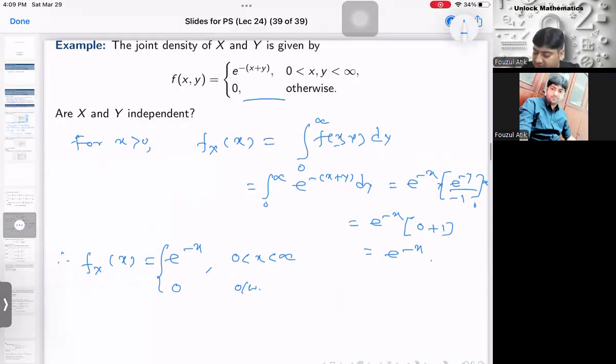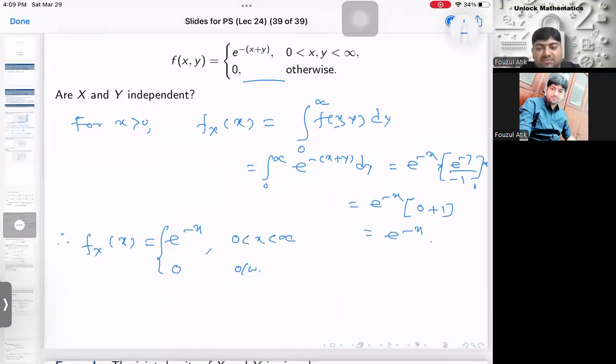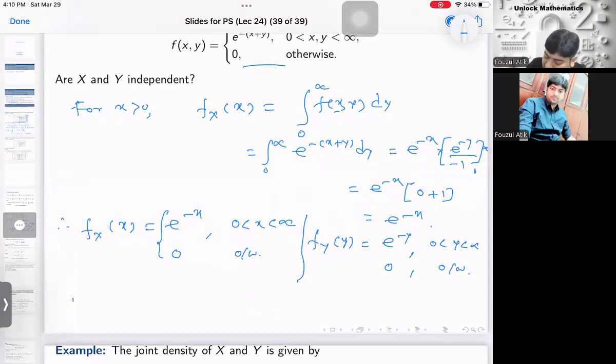Now the same way, can't we find the marginal density function of y? Yes, so the marginal density function of y, I can get it the same way, which is f_Y(y) equal to e^(-y) whenever 0 < y < infinity, and equal to 0 otherwise. We got it.